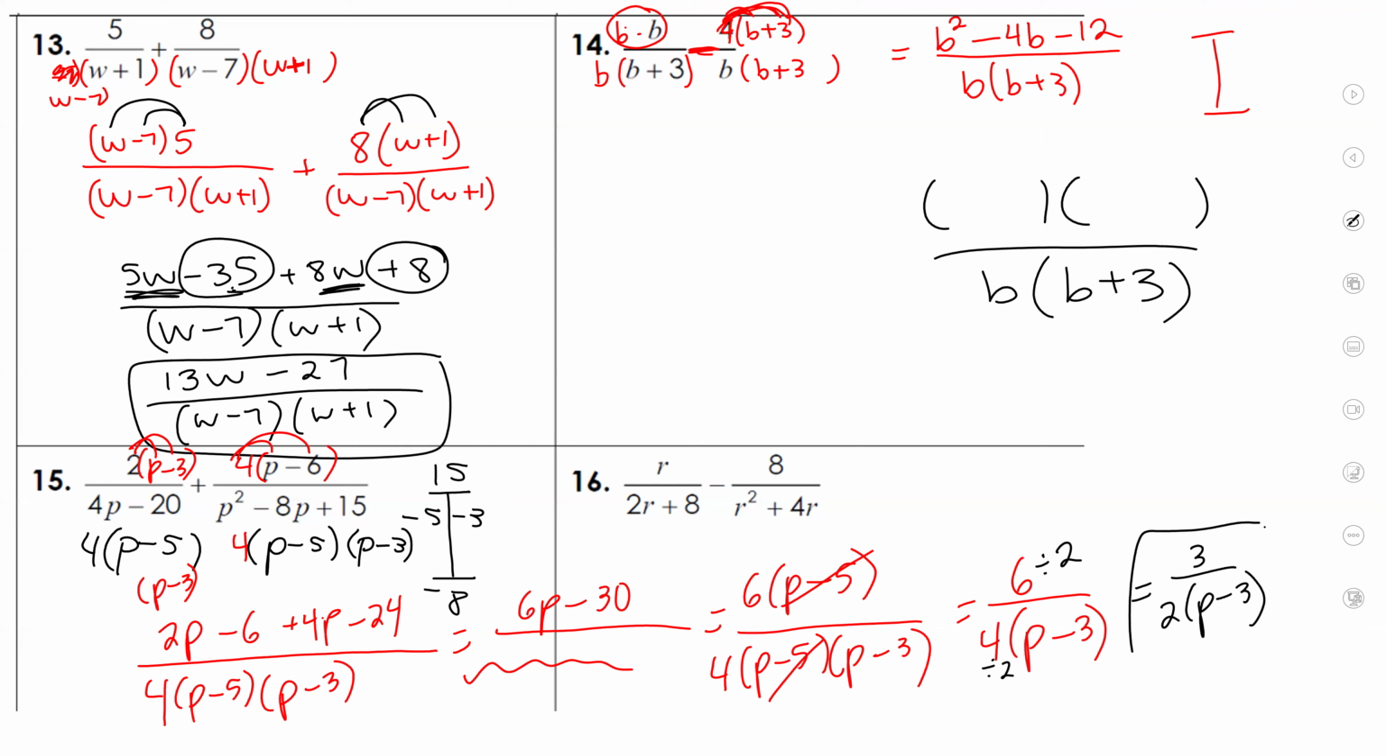There you go. So that is the answer to number 15. You don't distribute it. If you want to distribute the 2, you can. It wouldn't be wrong. So if you distributed it, you would get 2p minus 6. And that's also good.